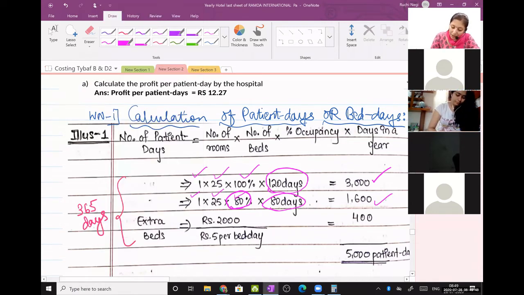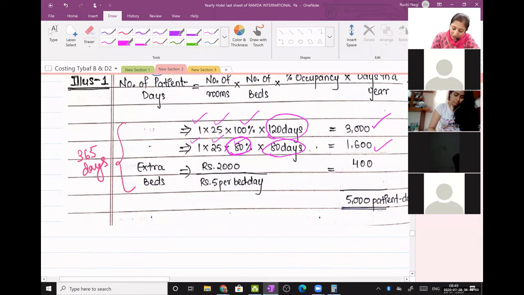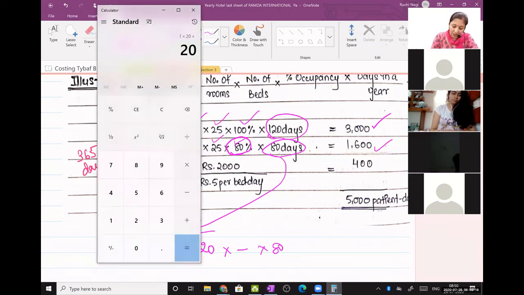Now see the alternative to this. Look here and see. What else a student can do is number of rooms 1, number of beds 20. Is this clear? Number of beds 20. Don't write percentage occupancy. Anyways, it was not given only. That is the other way around I thought. Into 80 days. See, you will get the same answer. 1 into 20 into 80, 1600. Understood? Is this technique clear? Both the techniques are clear.